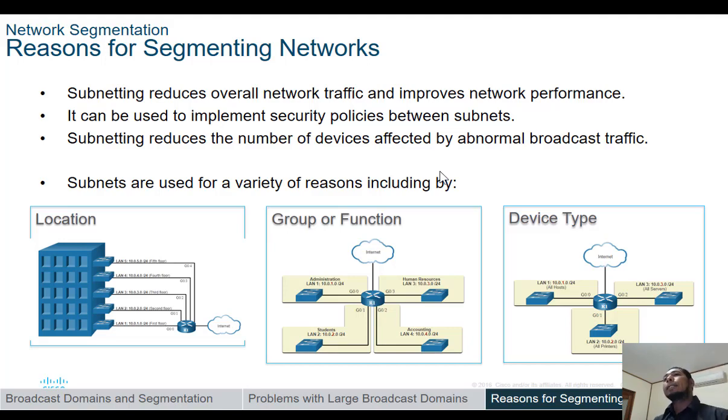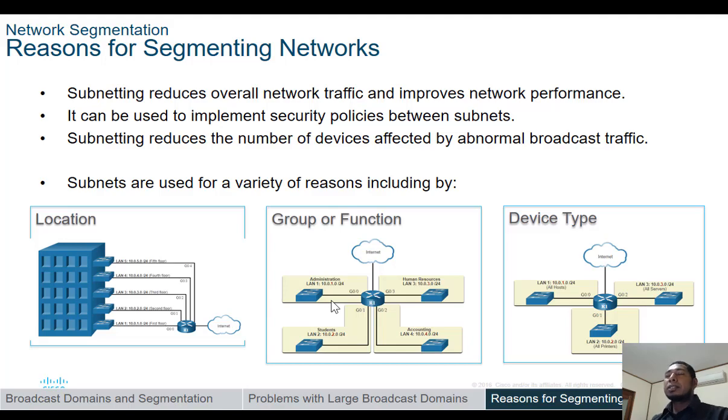Another reason why you could do subnetting is based on group of functionality, sometimes functional departments. For example, in this diagram, you have administration in their own subnet, human resource in their own subnet, students in their own subnet, accounting, etc. So you segment users based on their functional departments.